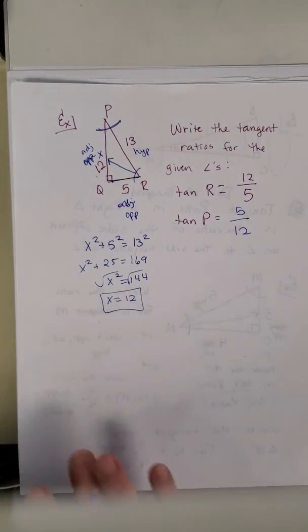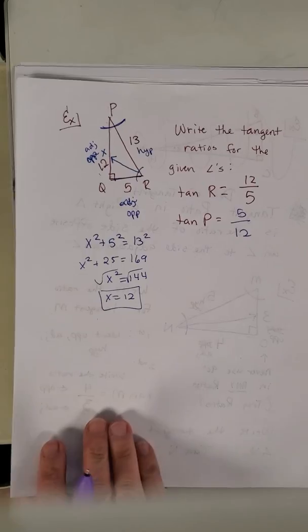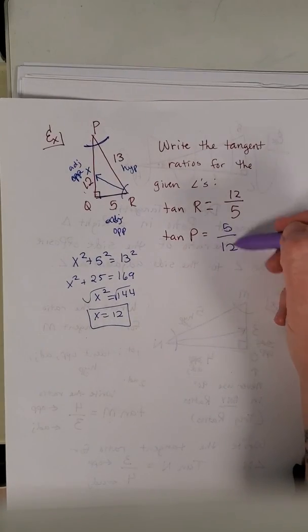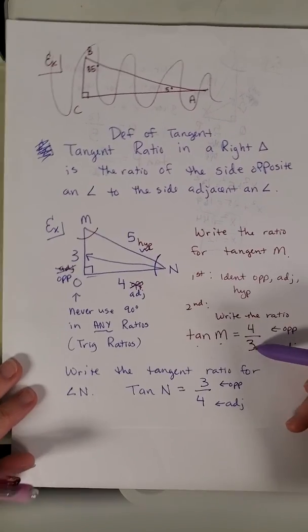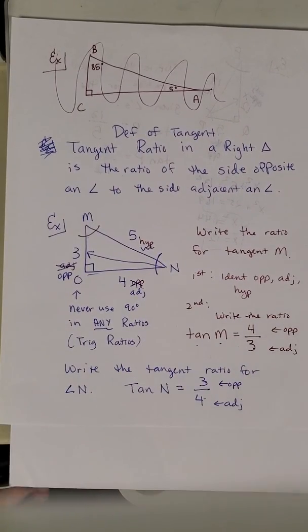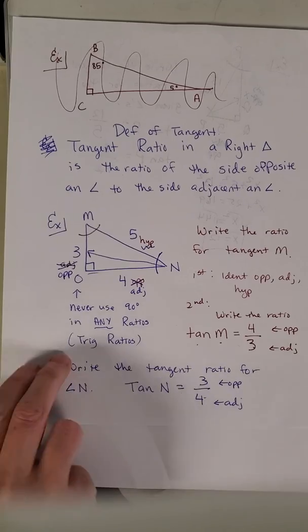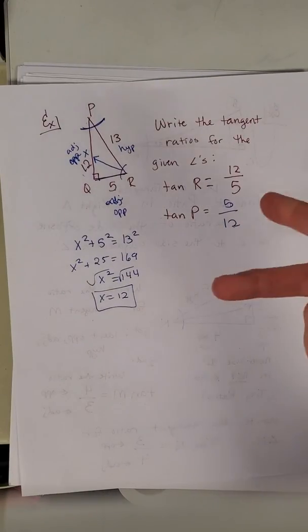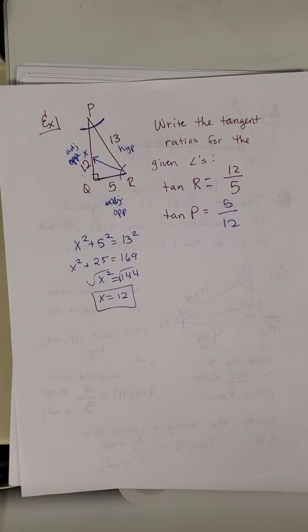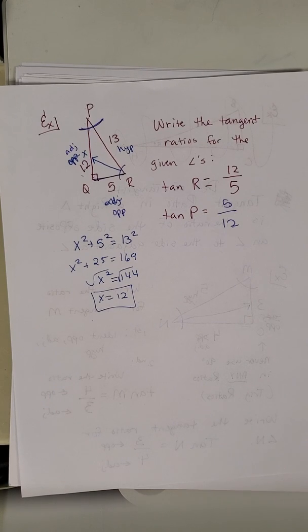Opposite over adjacent. Now, what do you notice? Any pattern that you notice? We had 5 over 12 and then 12 over 5. Here we had 4 over 3 and then 3 over 4. So do you notice that when you switch your angle, your ratio just switches? It just flip-flops. And that's it.